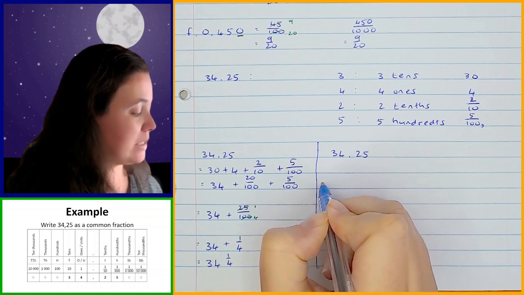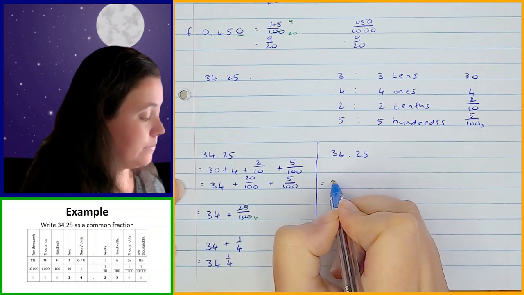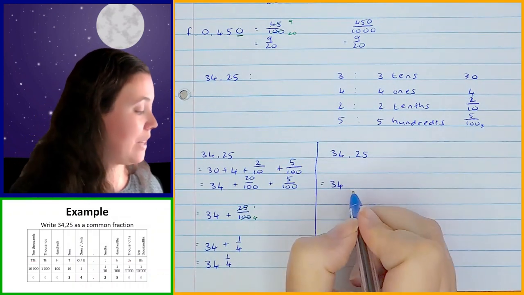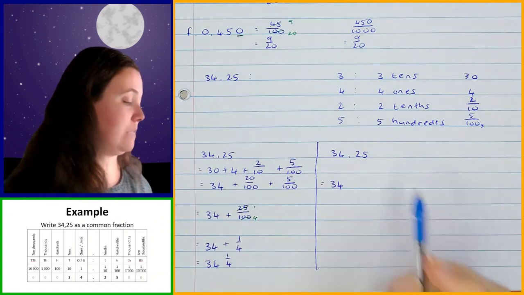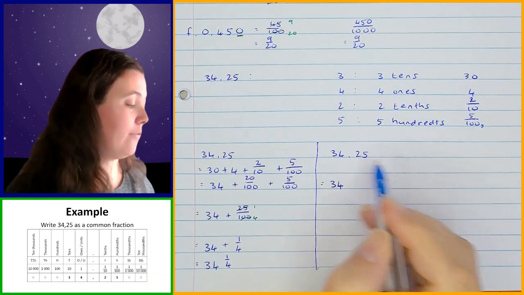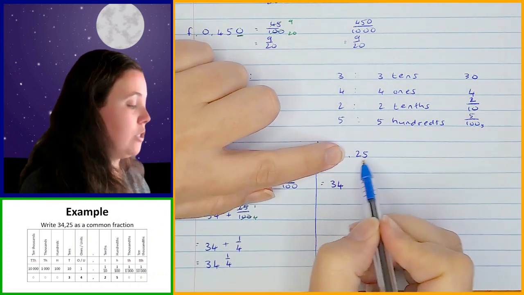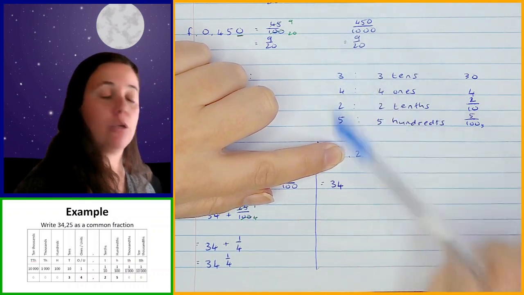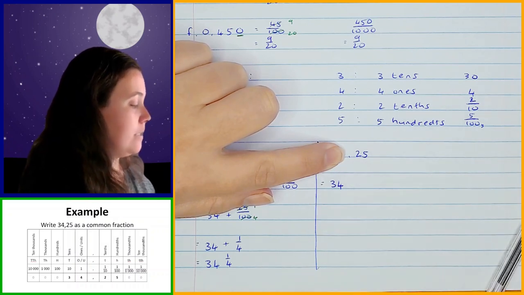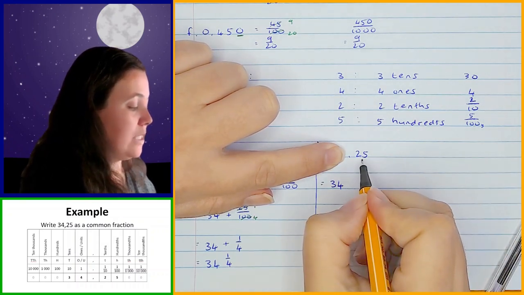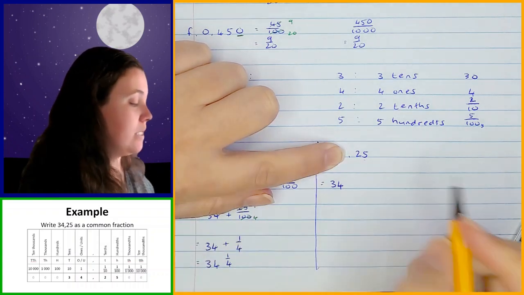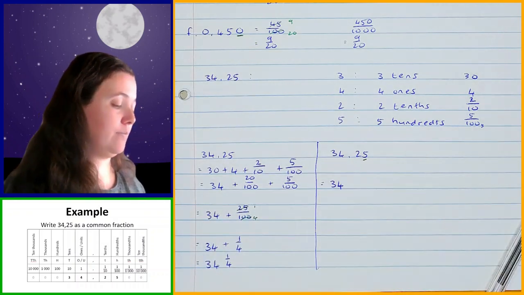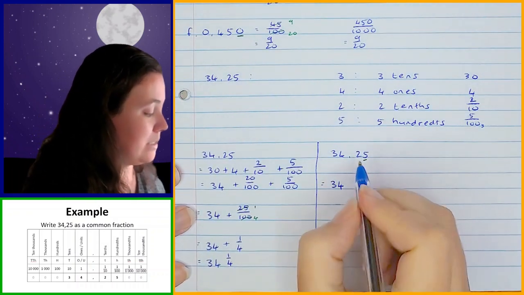What I'm going to do is I'm going to say I've got 34 is the whole number part of that decimal fraction. And then I've got a fraction part of my decimal fraction, which is the 0.25. So I'm going to change the 0.25 to a common fraction, the same as I was doing in the previous examples over there. So I'm going to say this 5, the last non-zero digit, which is after the decimal point, is in the hundredths position. So I'm going to have something over 100. Okay, so this is going to be 34 and something over 100.